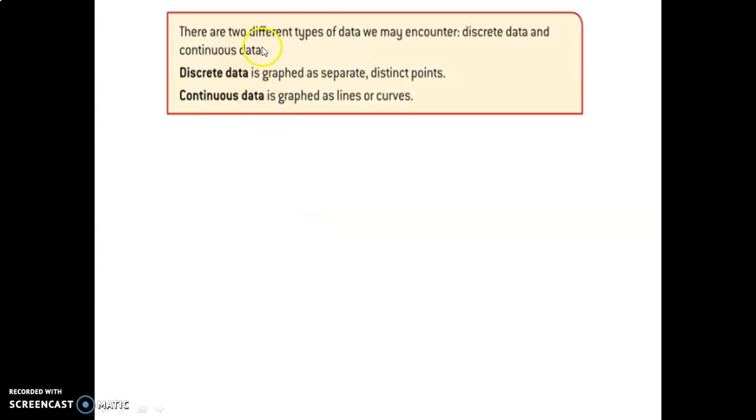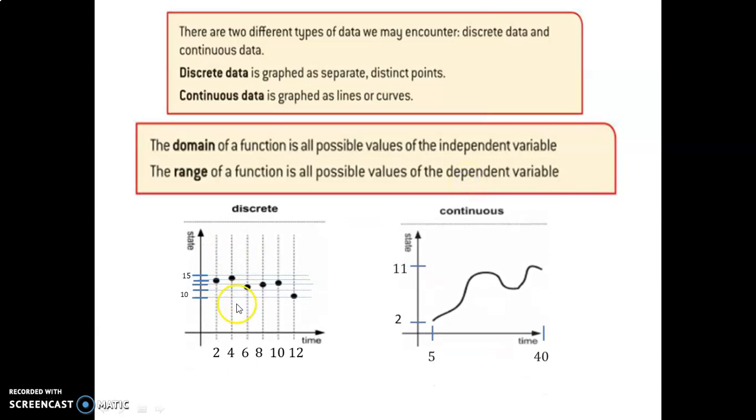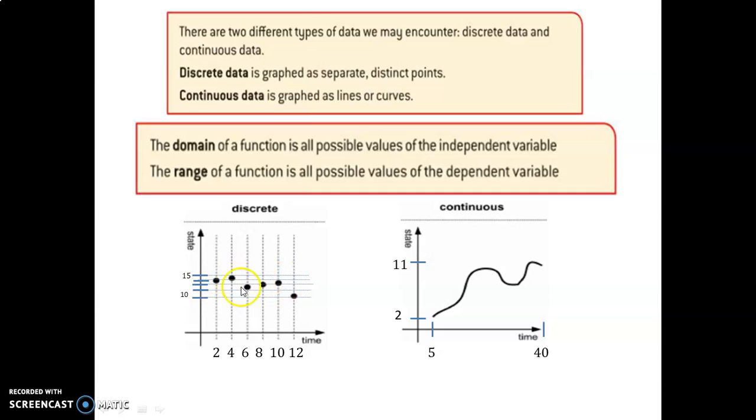First thing, there are two types of data we're going to encounter, discrete and continuous. Discrete data is separate, distinct points, whereas continuous data is graphed as lines or curves. And then domain and range, just to have those one more time: domain is all the possible values of the independent variable, or the x values, and the range is all possible values of the dependent variable, or the y values. Here's some discrete data, here's some continuous data. Notice this is discrete, it's single points. Here's continuous, it's many points, infinite points, all connected with a curve.